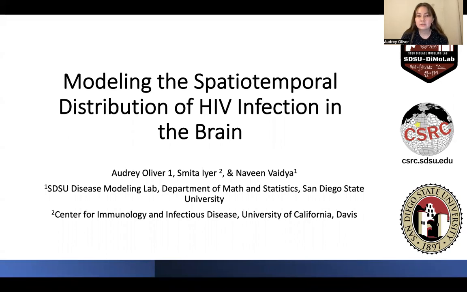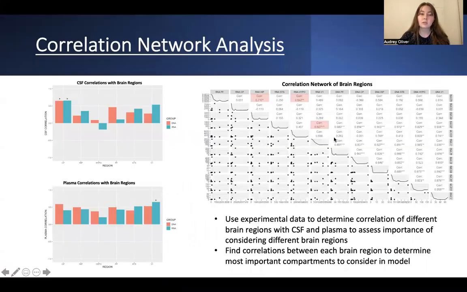I am a first-year master's student in the computational science program, and today I will be talking about my project of modeling the spatiotemporal distribution of HIV infection in the brain. So this project is in collaboration with UC Davis and their Center for Immunology and Infectious Disease, where we used their data that they obtained on monkeys and their HIV viral load in different regions of the brain, as well as in the plasma or the blood, and the CSF or cerebral spinal fluid.